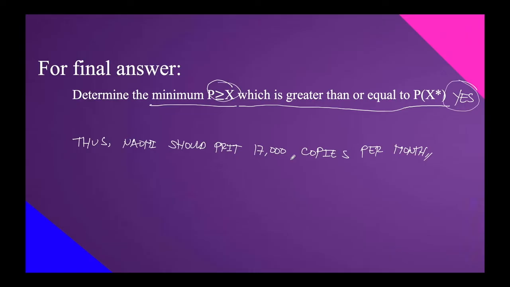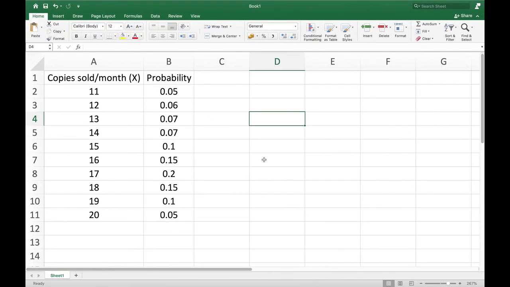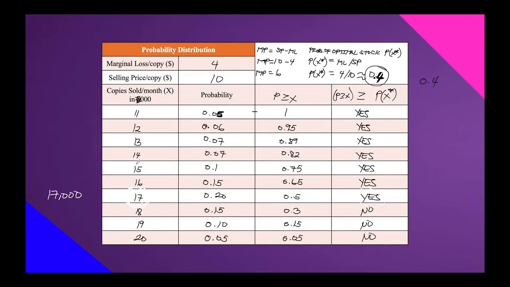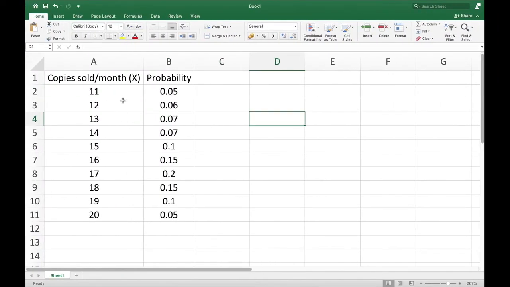Now, aside dyan, this is not included in the solution, but I just wanted to have a graph for you to be able to visualize the problem more. So, I have here an Excel file. Dito sa Excel file na to, as you can see, we have the copies sold per month, which is the X, and the probability. The first two columns, pareho lang po yan, nilagay ko doon, no? Now, since we have this, pwede kasi kaya actually natin siyang gawing graph, no?